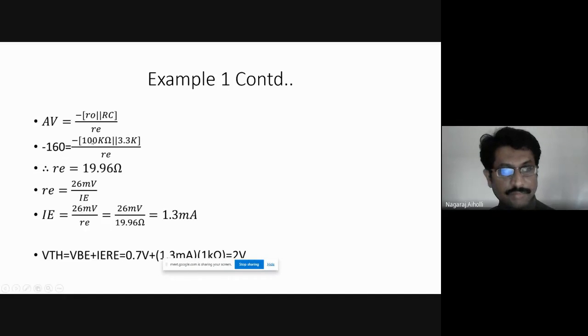It is given in the problem statement. R0 is also given. RC is there in the circuit, it is 3.3 kilo ohm, divided by the emitter resistance re. If we apply this formula, we will be able to find the value of re. AV is minus 160, that is equal to minus 100 kilo ohm parallel 3.3K divided by re. Find the value of re and tell me how much it is.